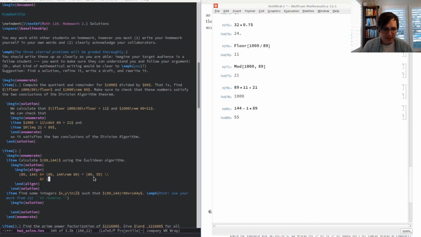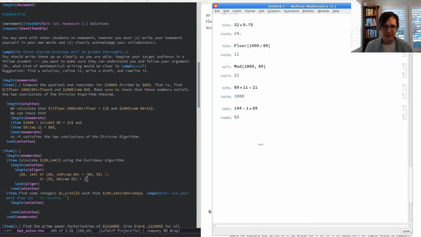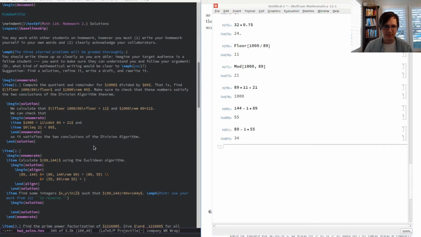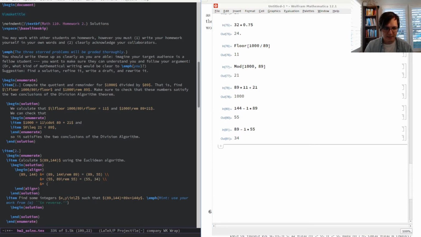Okay, so 55, 89, remainder 55, and I think that's going to be again 89 minus 55. Let's see, 2 times 55 is more than 100, so it's going to be 1 times, so 34. And then 55, okay, so then the next one, we'll swap them and then do 55 mod 34.